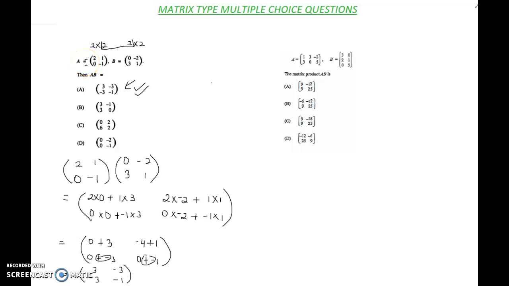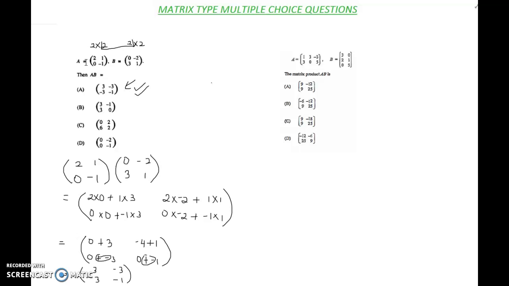Hi everyone, so we're going to go through matrix type multiple choice questions. I have two questions here for us to look at first. The reason why I have them side by side is because they're both similar. They both involve the product of two matrices. I already went ahead and worked out the first one, but I'm going to go through it with you and then we're going to do the second one together, right?